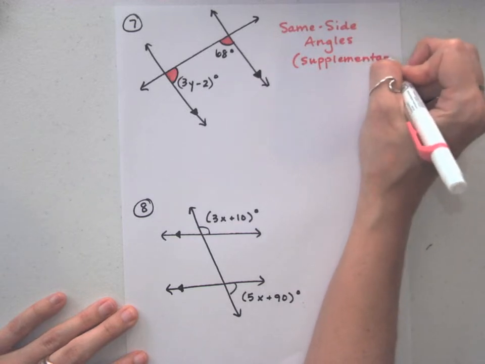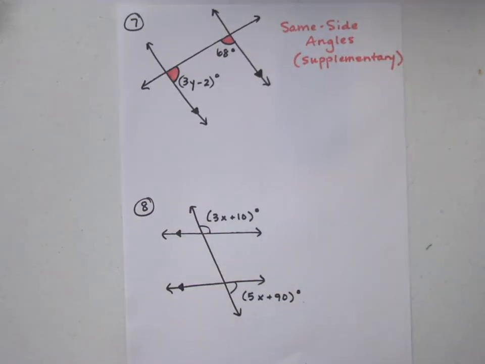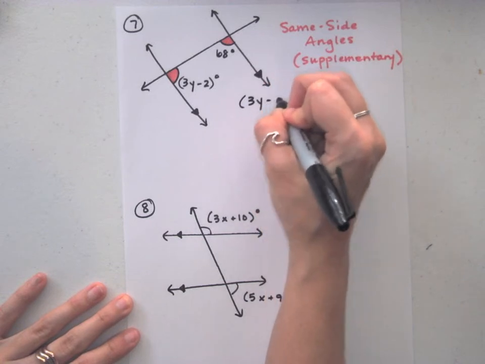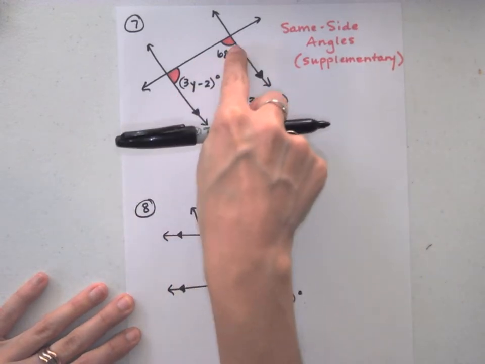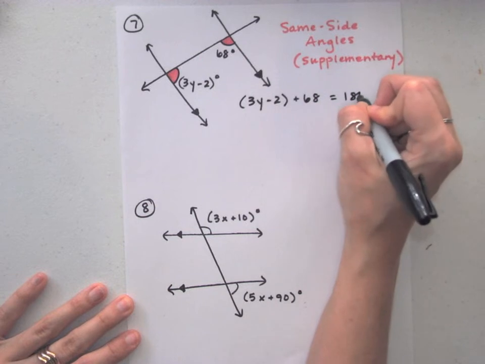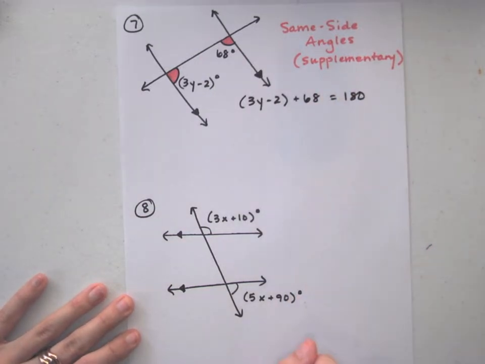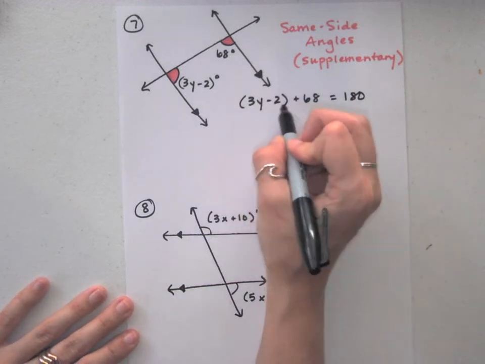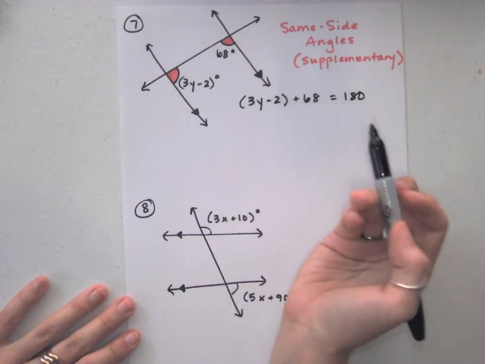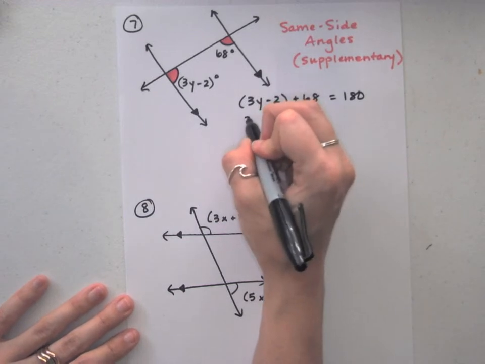So how can that help us solve for our missing information? Well, we know they're supplementary. We know when we add them together, it should be 180 degrees. So we can do 3y minus 2 plus the other angle, plus 68, and that should be equal to 180 degrees because they're supplementary, and that's because of the kind of angles they are. We can remove our parentheses because we're not distributing anything. I mean, there's a 1 here, but anything times 1 is itself.